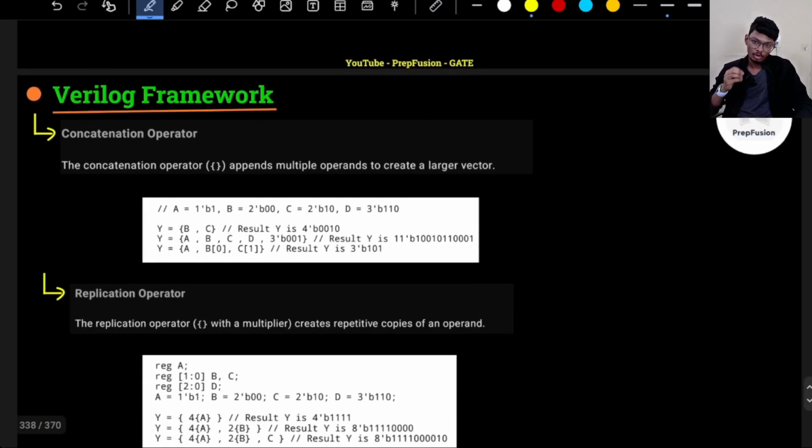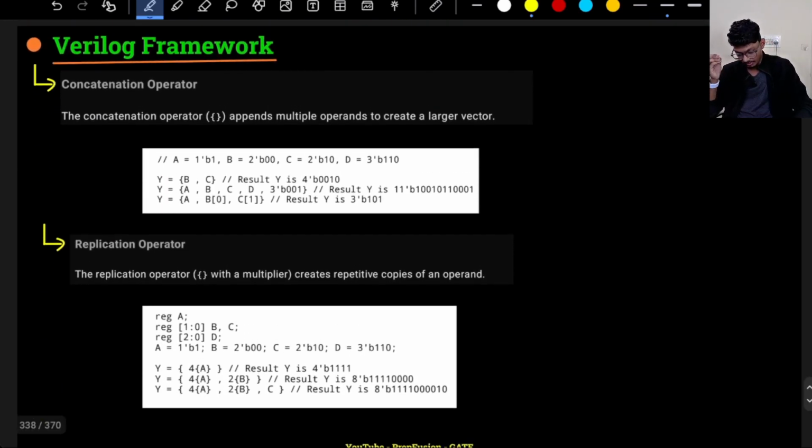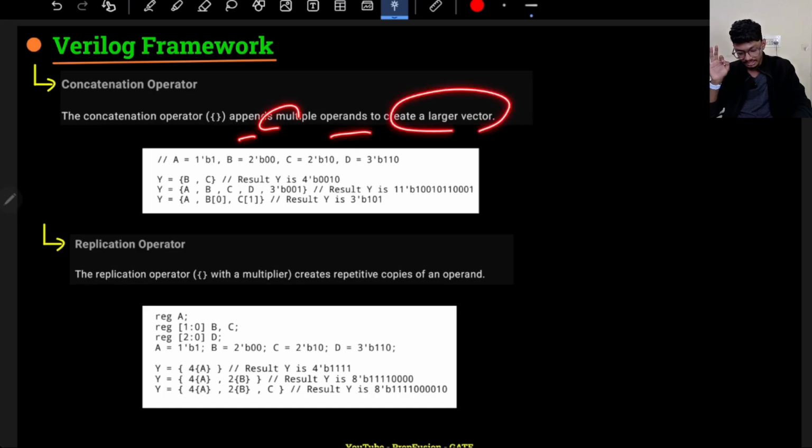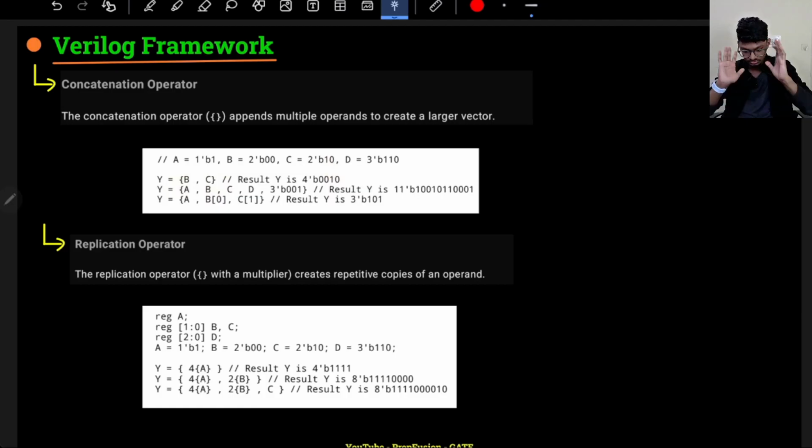Now a few more operators are left, like the concatenation operator and the replication operator. So what is the concatenation operator? The concatenation operator appends multiple operands to create a larger vector. I have already explained this previously as well. So this Y is a combination of B and C. B is a 2-bit number, C is a 2-bit number. If I concatenate the two, the result will be 0 0, the first MSB, and this will be 1 0. So this will be at the leftmost position, this will be at the rightmost position. Basically I am simply concatenating the two.